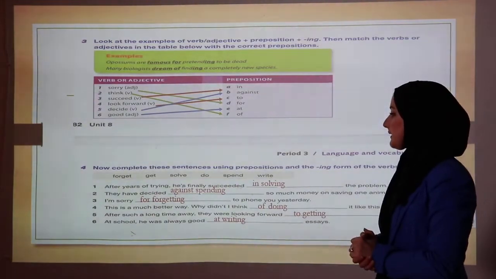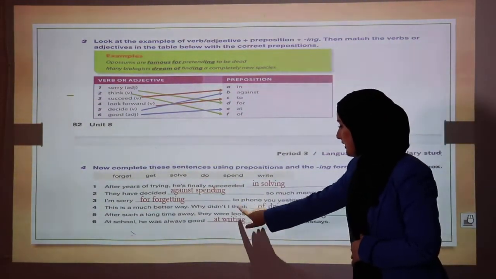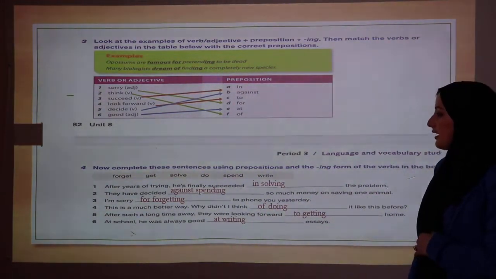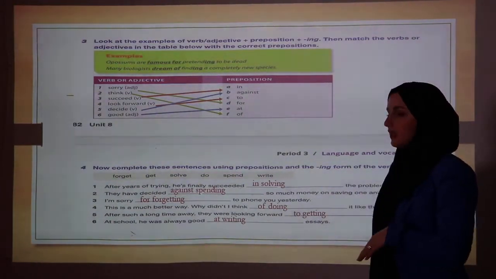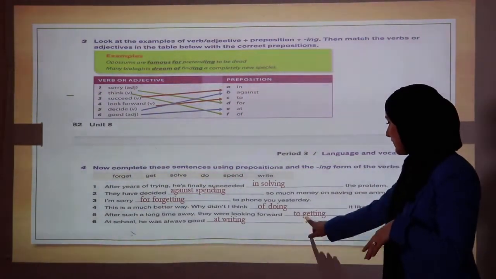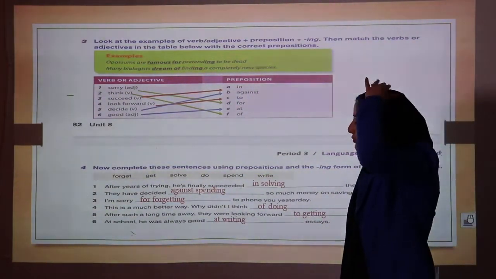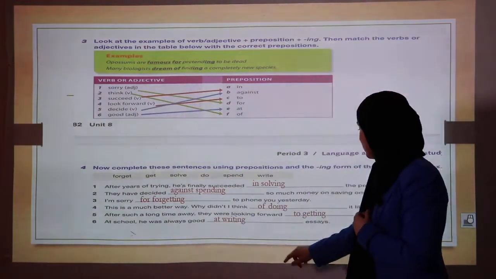Number 4. This is a much better way. Why didn't I think of doing it like this before? Number 5. After such a long time away, they were looking forward to getting home. The last one, at school, he was always good at writing essays.